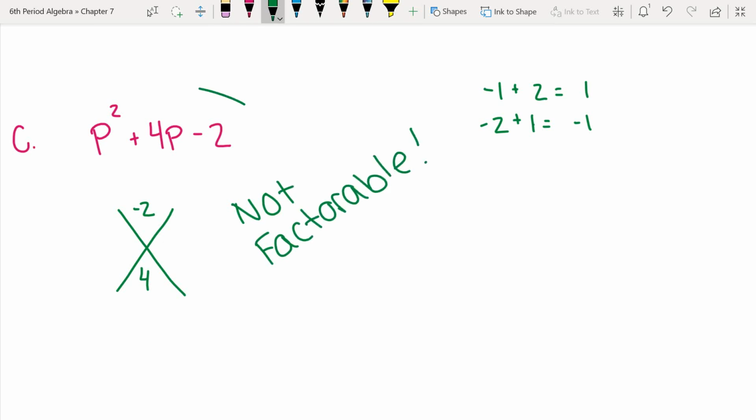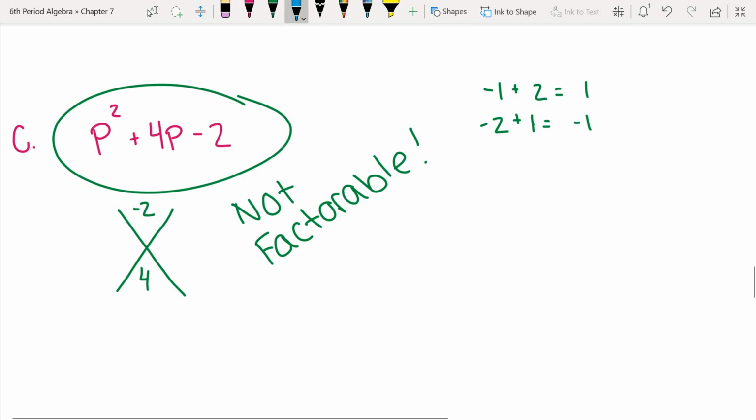And your answer is literally the problem, because I can't break it down anymore. Now, we are going to learn eventually in Chapter 9 a method how to work with these, but for now, this isn't factorable for us, and we just leave it as is and move on with our lives. Sometimes that happens. It's weird.